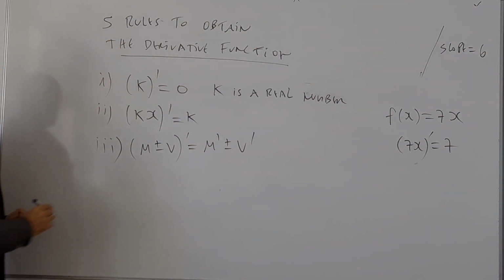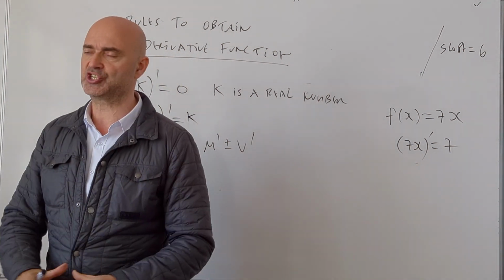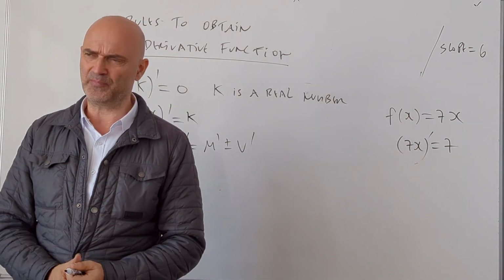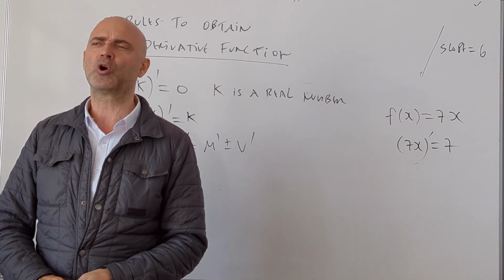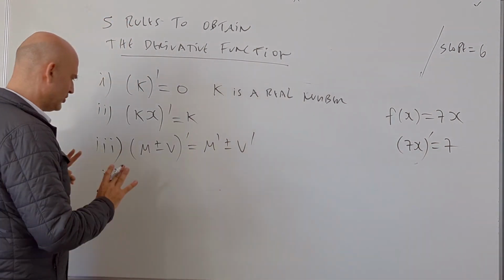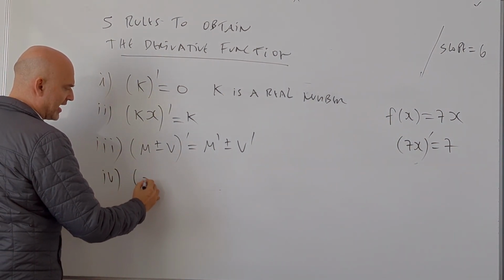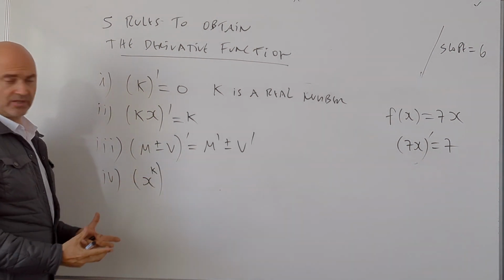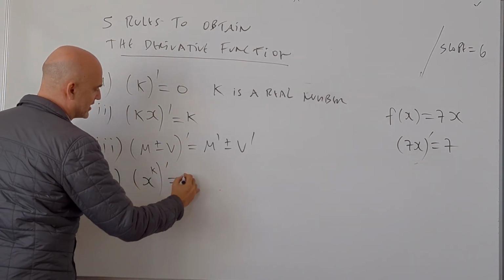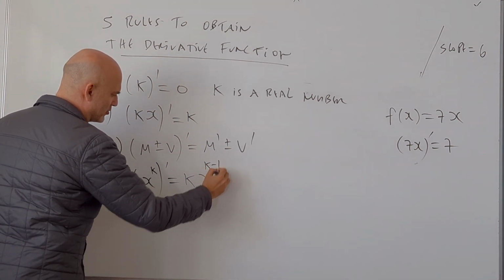And rule number 4, I will use here a simplified version that you learned in the first semester, because you don't need to use the more complex rule. You only will need to use this simplified version, that is x with exponent k. K is a real number, and the derivative is k times x with exponent k minus 1.